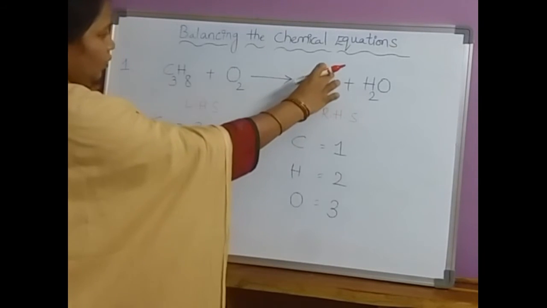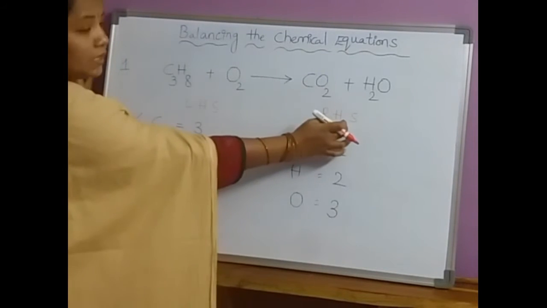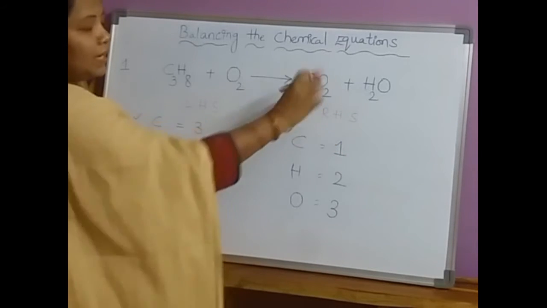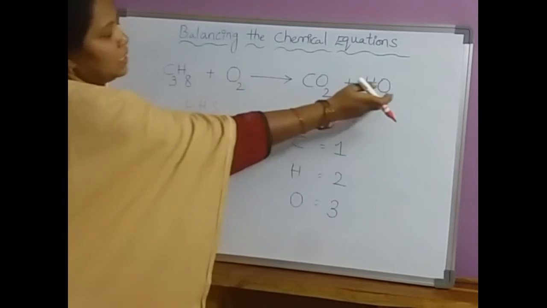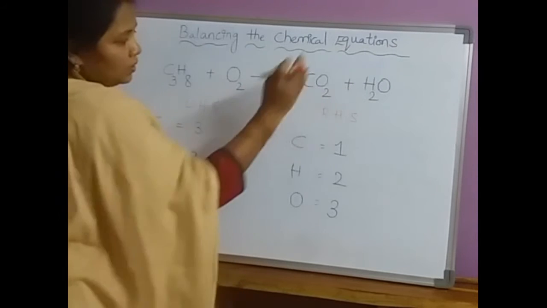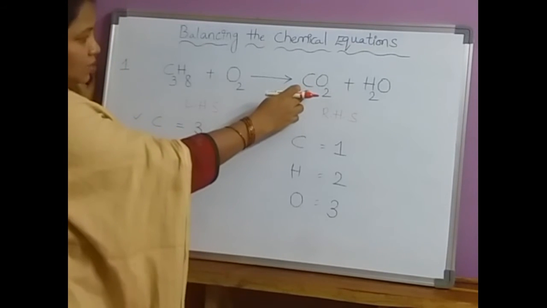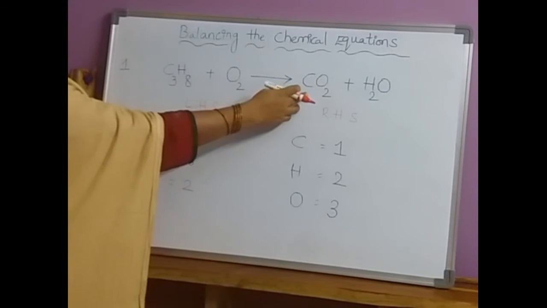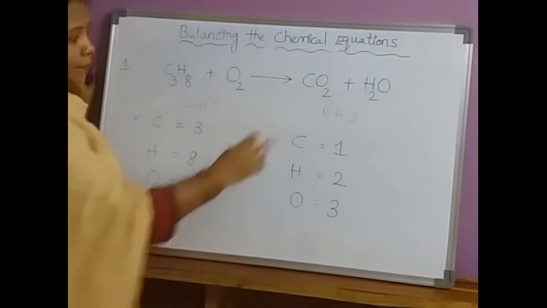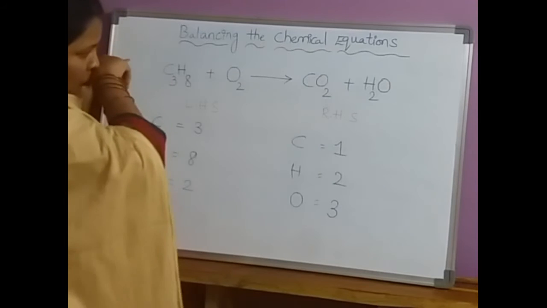For example, here we need to balance the carbon atoms on the RHS side. On the RHS side, the carbon-containing molecular formula is this one, CO2. Here there is no carbon atom, so we need not worry about this formula. In this formula there is a carbon atom, and we need to increase the number of carbon atoms here. That's why we need to write the coefficient in front of this formula only. We have to multiply the whole formula by 2.